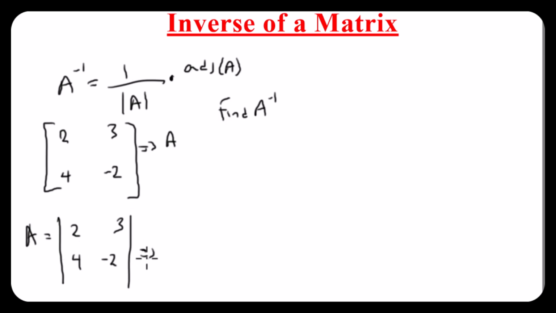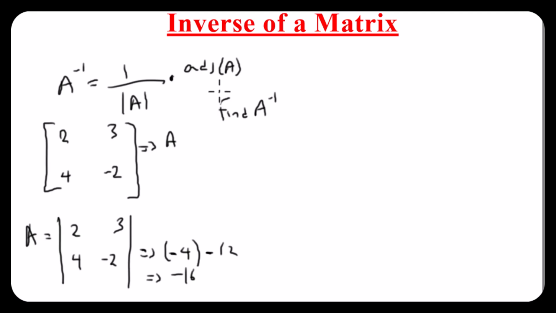Multiply the leading diagonal, that is 2 times negative 2, so we have negative 4. Subtract from it 4 times 3, which is 12. So we have negative 4 minus 12, so that's negative 16. So you can see that this matrix is non-singular. If it is non-singular, then definitely it has an inverse. Okay, so we've gotten the determinant to be negative 16.